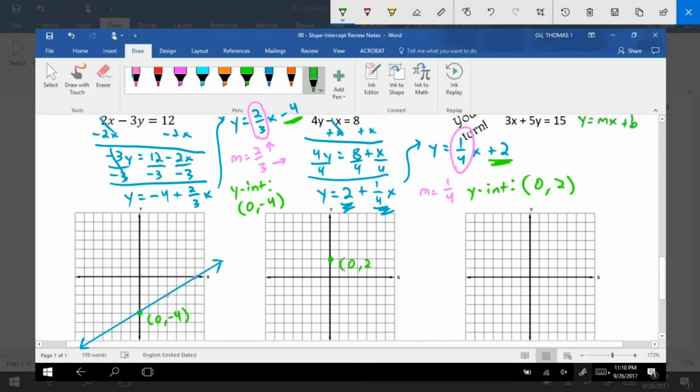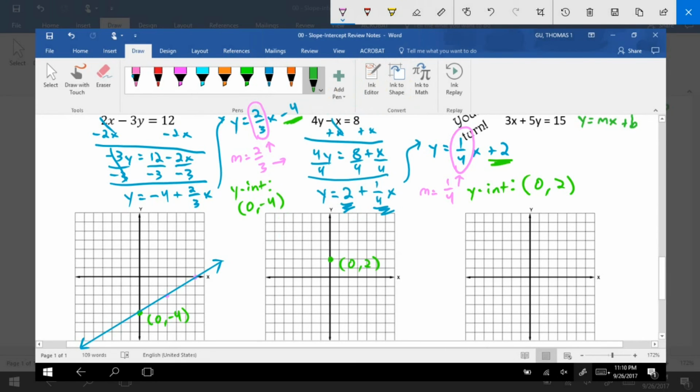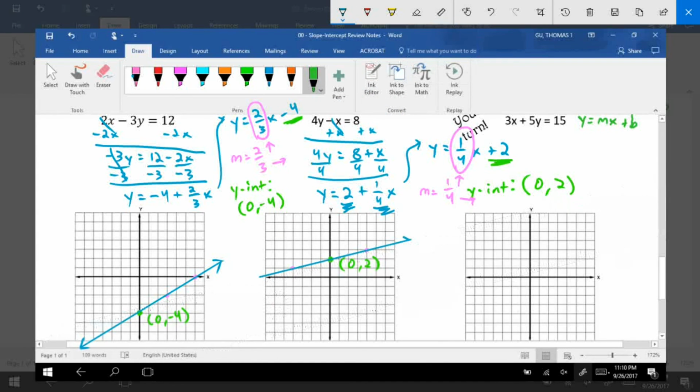0, 2. And then we're just going to move, how many spaces? We're going to move up 1 to the right 4. And then I'd be off the page, so I'm going to go the opposite way: down 1, left 4 from the y-intercept. And then connect the points. And bada boom, bada bing, we've done our line. There it is. So that's how you do this one. You're just going to rearrange and solve for y, and that's going to let you see the slope and the y-intercept. And then you can easily graph it.